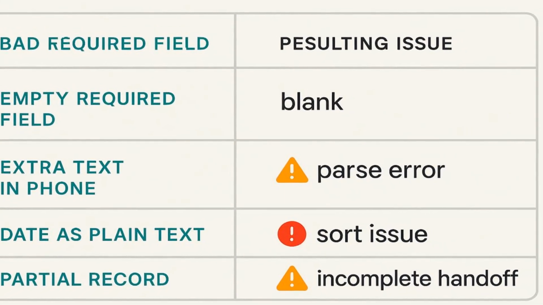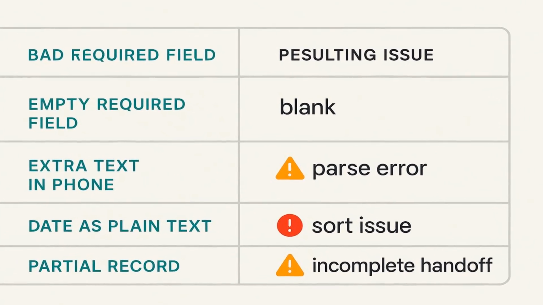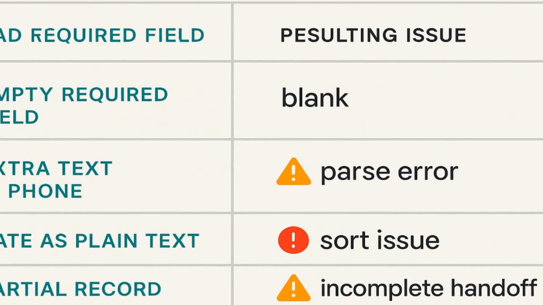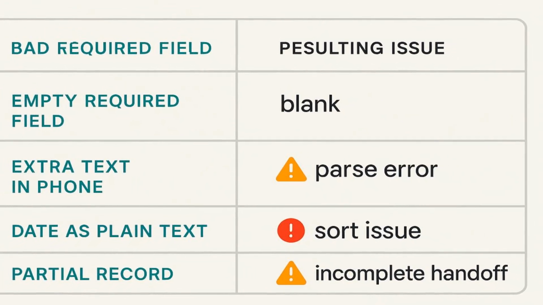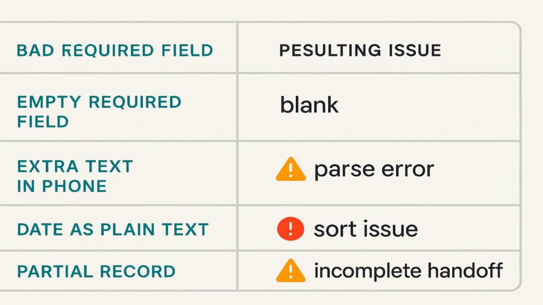Bad data in practice is usually ordinary: an empty required field, extra text in a phone number, a date as plain text, or a partial record. None look dramatic, but each can trip the workflow. This leads to the next layer of the problem.